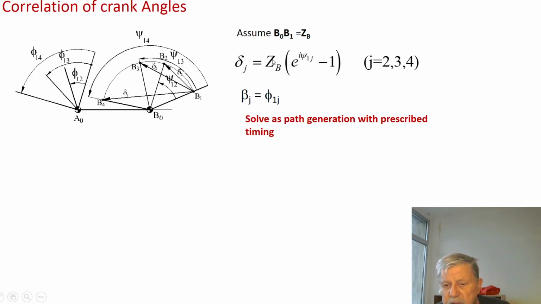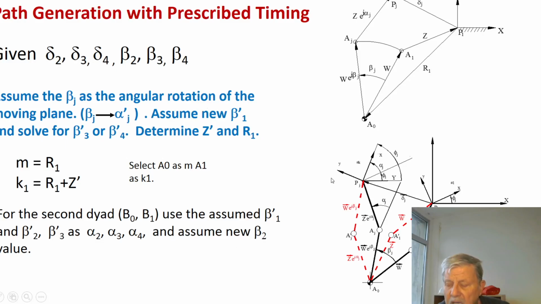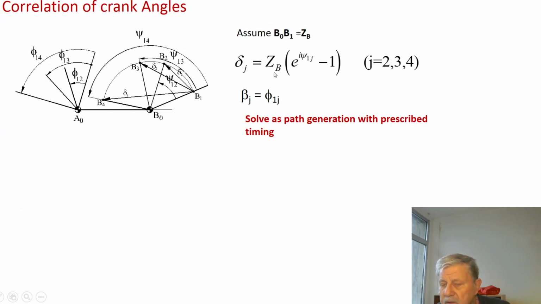So what you do is solve path generation with prescribed timing only once. In case of path generation with prescribed timing, you solve the problem twice. Once for A1 using this conversion and solving. Next for the other dyad, you have to use beta primes as alpha j's and then select beta 2 for the other crank angles and then solve for B1, AB0. Now in this case, you only solve once and obtain the result.